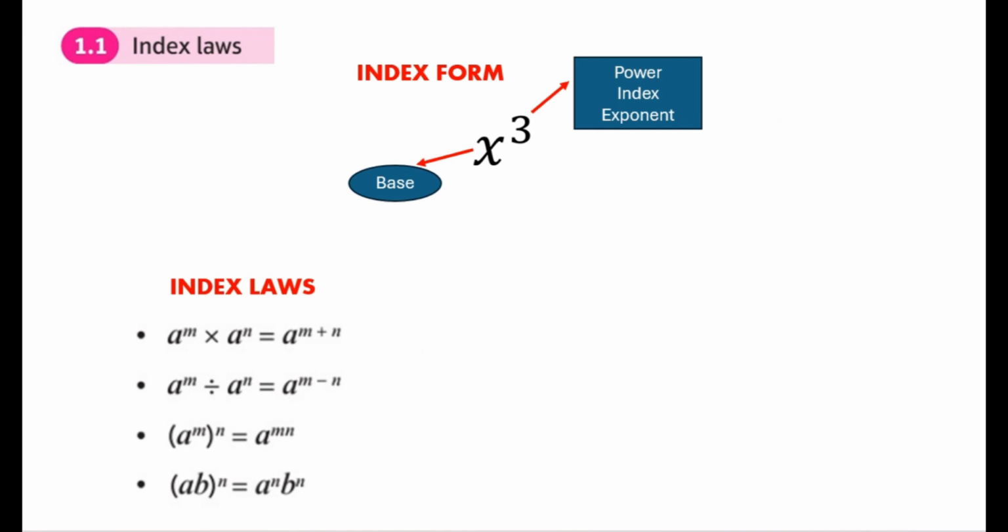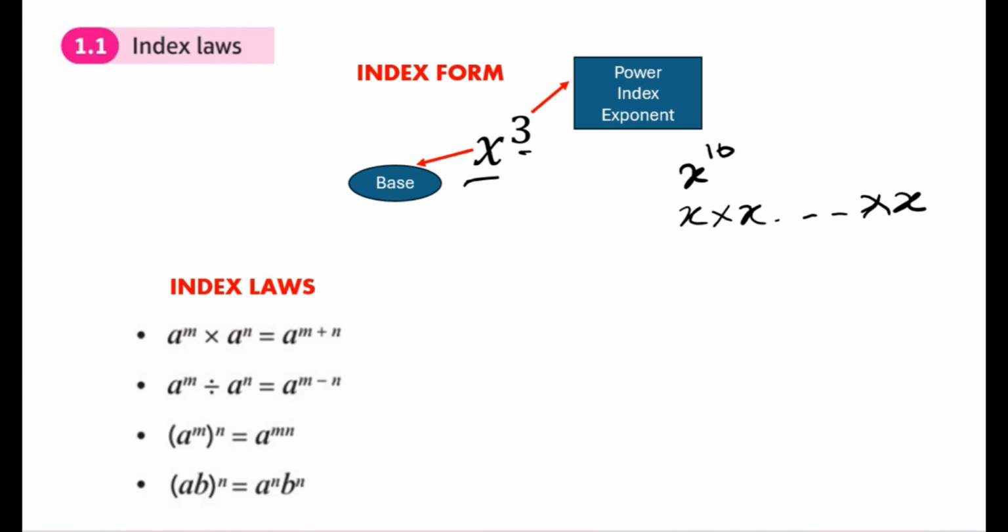First topic is index laws. Why do we need index form? If you want to write the same number or variable repeatedly, you can use index form. For example, if I want to write x 10 times, I can write x power 10. That means x times x, 10 times. So, in index form, x is the base, and 10 is the power, index or exponent.